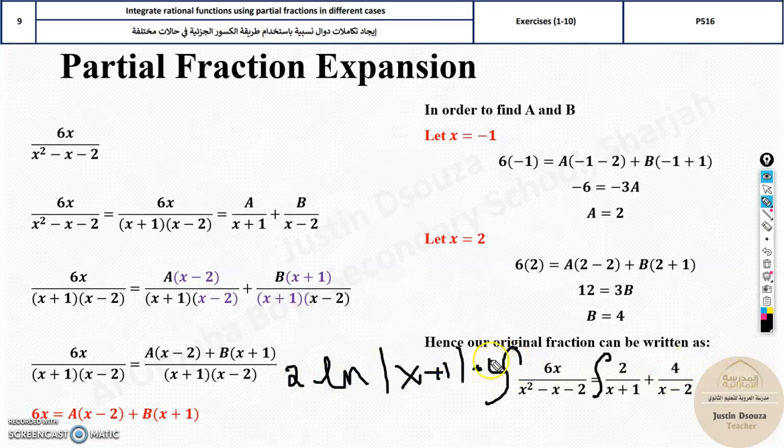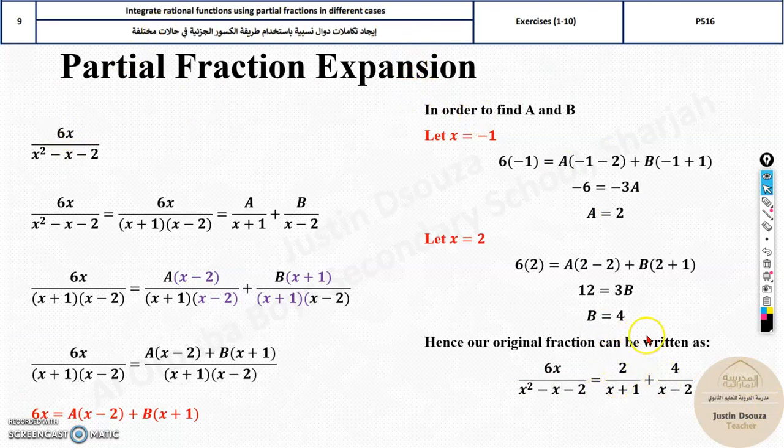Now you do the same thing, 4 natural logarithm of x minus 2 plus c. So this is why we do all this. Then we can integrate it. So this is basically the partial fraction expansion. You're not doing the integral over here, but this is the step. Then we have to integrate it.